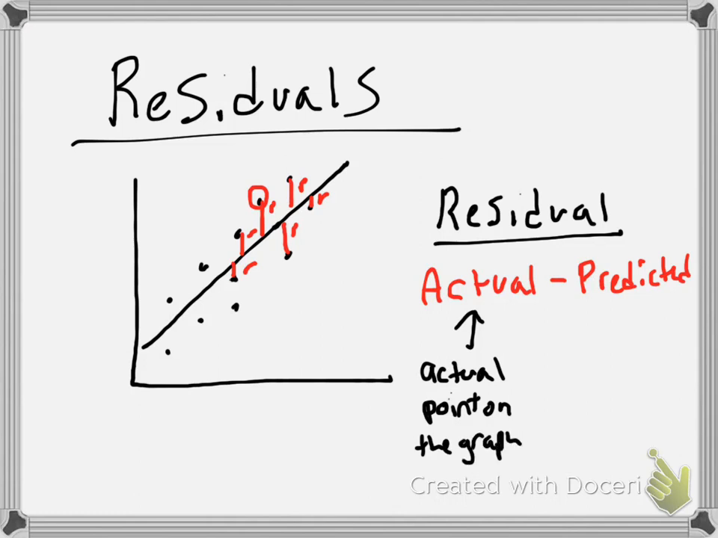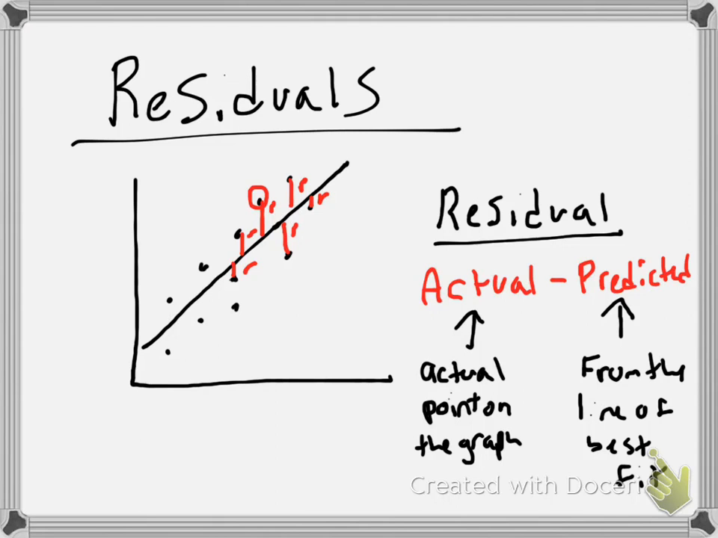Sometimes it doesn't register when I write something on there. But the actual is the actual point on the graph. So if I'm looking at this graph on the screen, it's all those black dots. Those are the actual points. Predicted comes from the line of best fit.